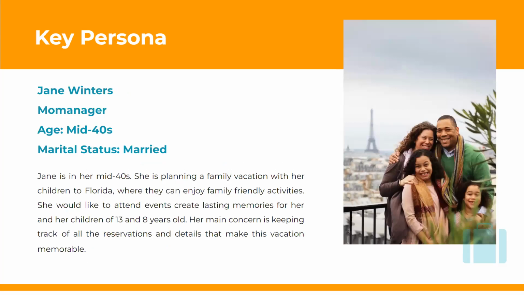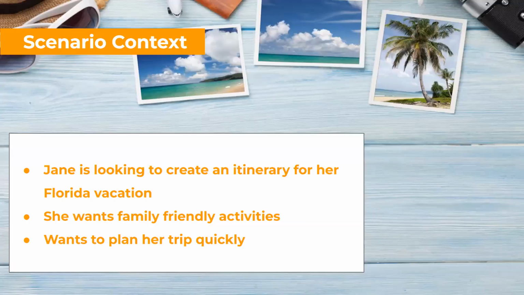So this is our key persona. Jane Winters is a mom manager. She plans a vacation along with her family, so her husband and her two kids will be a part of the vacation. Being a working woman, she does not have a lot of time, and hence she'll be using the app We Wander. So, what is the scenario here?